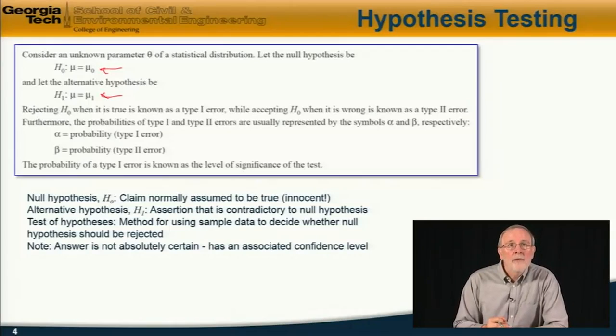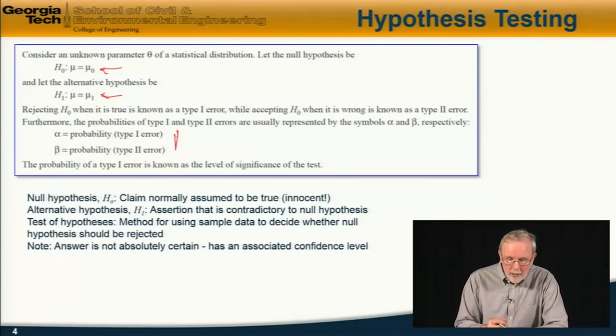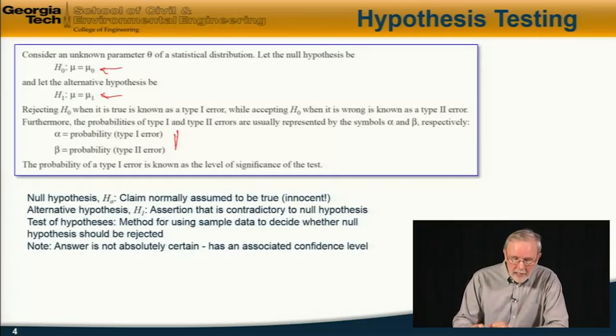We have different types of error, type 1 error and type 2 error, which is shown in the extract here. Alpha is the probability of a type 1 error, which is rejecting H0 when it is known to be true, or a type 2 error, which is denoted by beta.